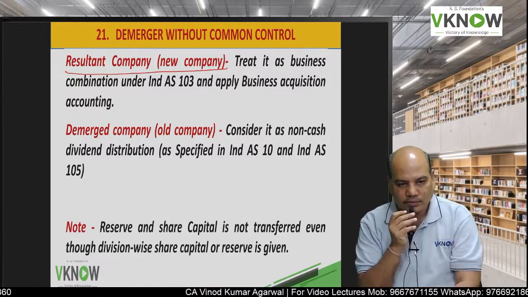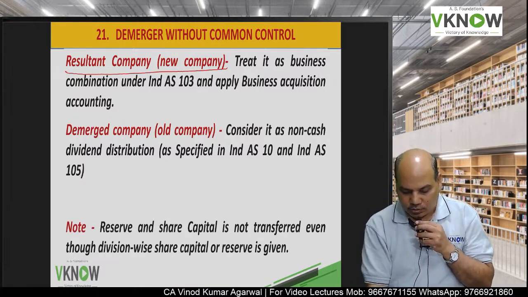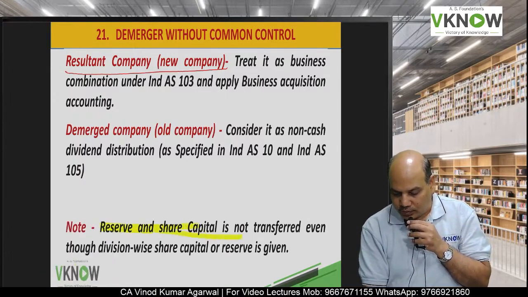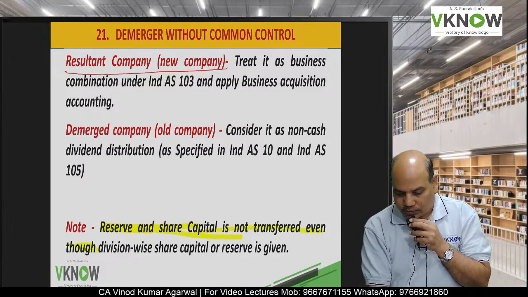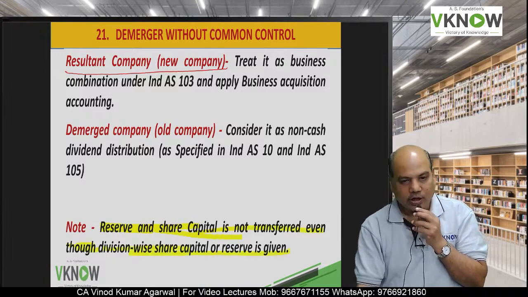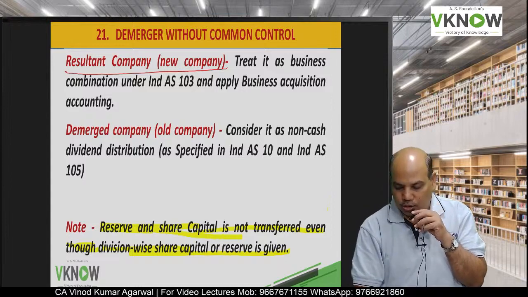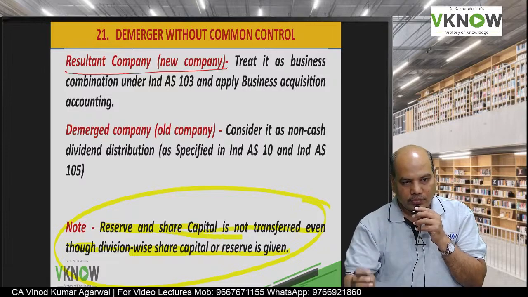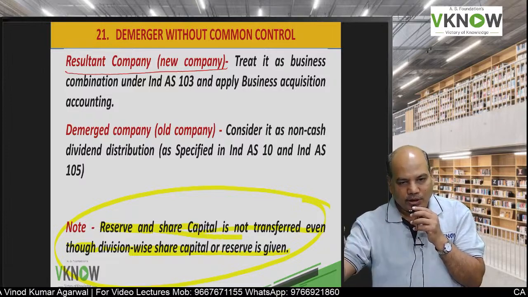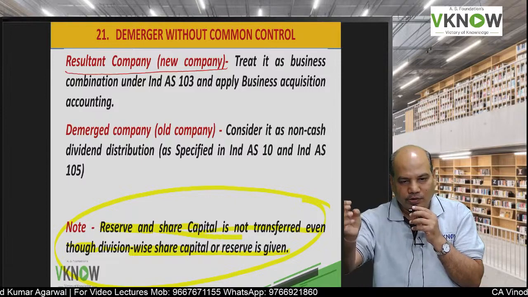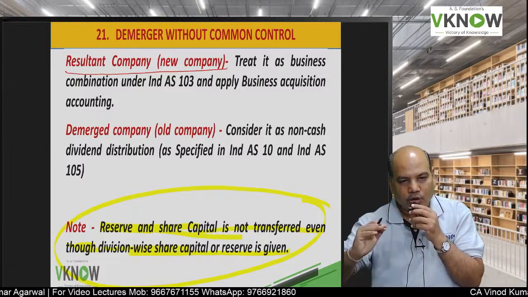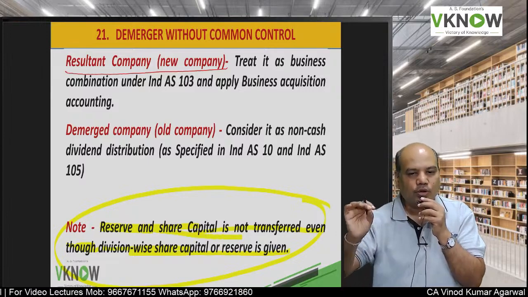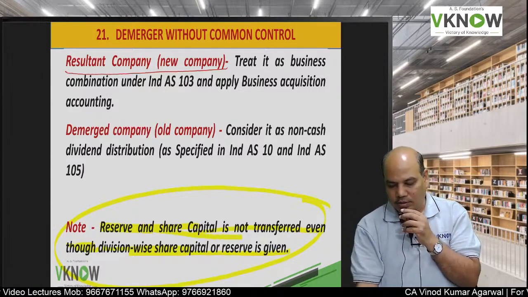Now please remember, if you have a compact book, then highlight that reserve and share capital is not transferred, even though division-wise share capital or reserve is given. To confuse you, they will give you two columns. One is Maxi Limited, second is Mini, and in Mini they will give you reserve also, but we are not going to transfer reserve or share capital. We are only going to transfer assets and liabilities.